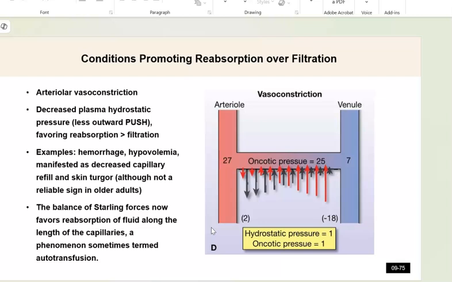Autotransfusion is this phenomenon, if you will, of the balance of the Starling forces, because now you're going to get reabsorption of the fluid along the length of the capillaries because of this change in the oncotic pressure.